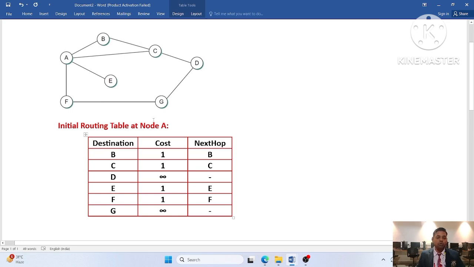So now what will A do? A will share its routing table with its neighboring routers: B, C, E, and F. Similarly, router B will share its routing table with A and C, since A and C are the neighbors of router B.